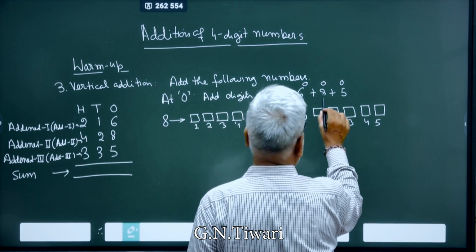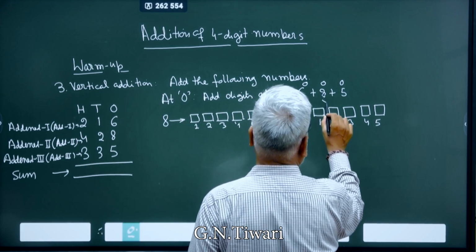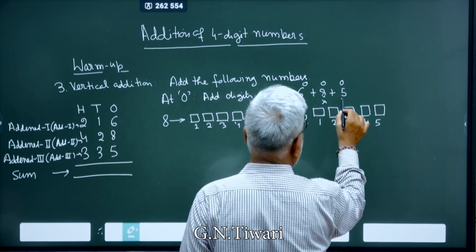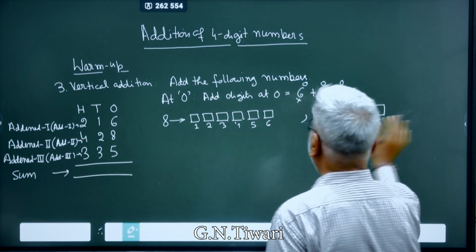यहाँ देखिए, 8 को क्रॉस कर, यहाँ पर 8 बना दीजिए और क्रॉस कर दीजिए. 6 हो गया, 6 को क्रॉस कर दीजिए. 5 हो गया, 5 को क्रॉस कर दीजिए. That means all 3 digits have been written here.